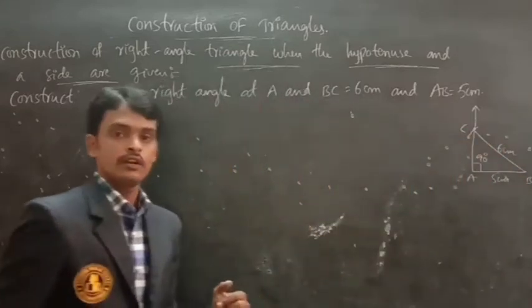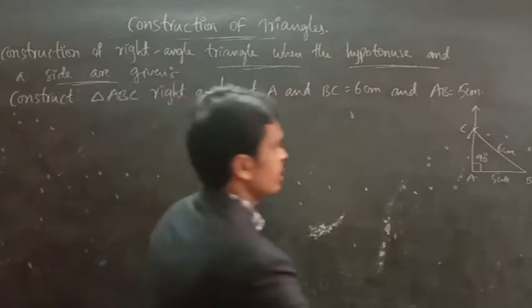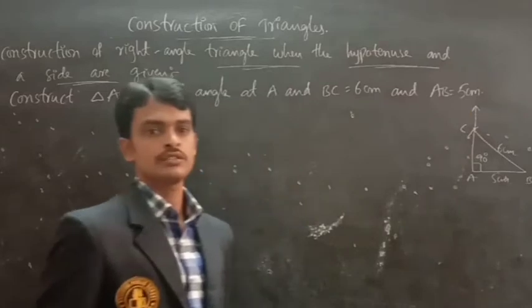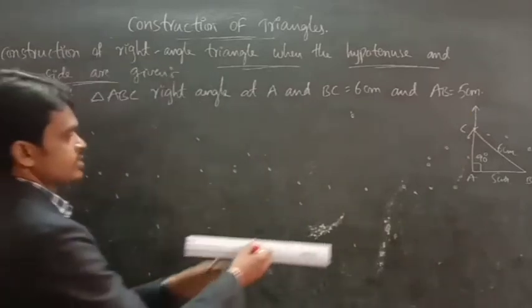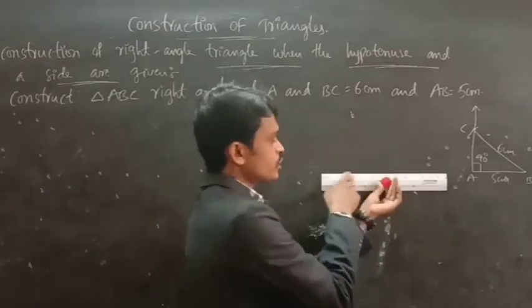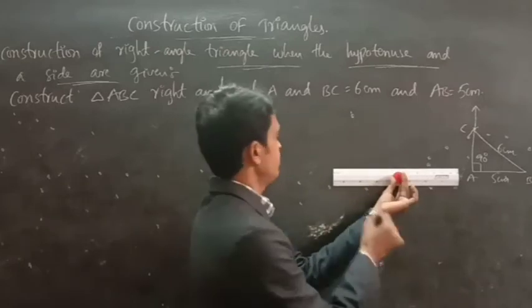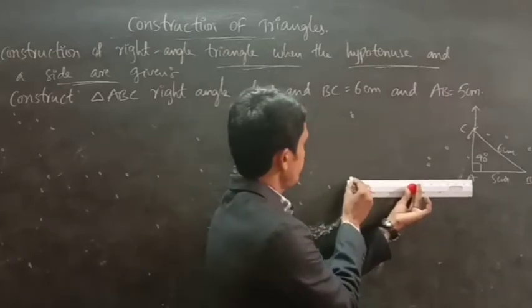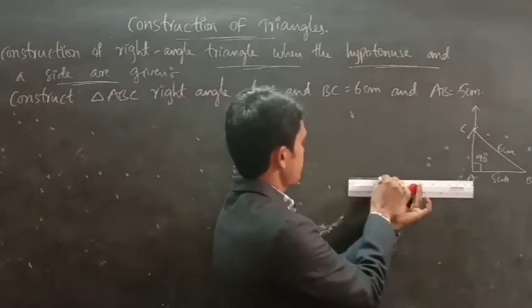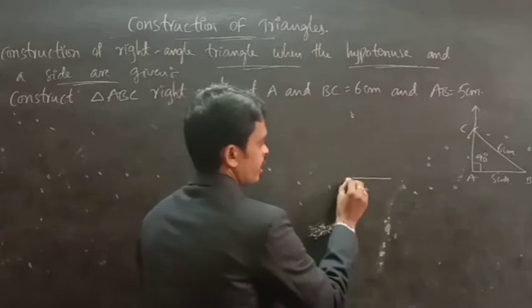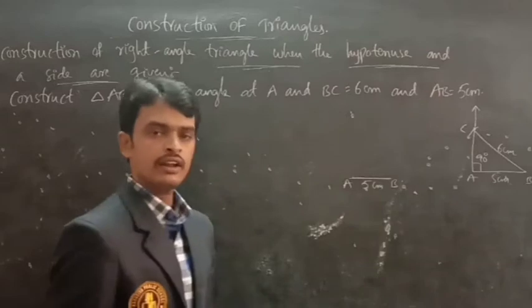So next, first draw a line segment of length 5 centimeters. So first I am drawing a line segment by using a ruler, length 5 centimeters, and we should name it AB. So like this I am drawing 5 centimeters, and name it AB, 5 centimeters. We draw a line segment.